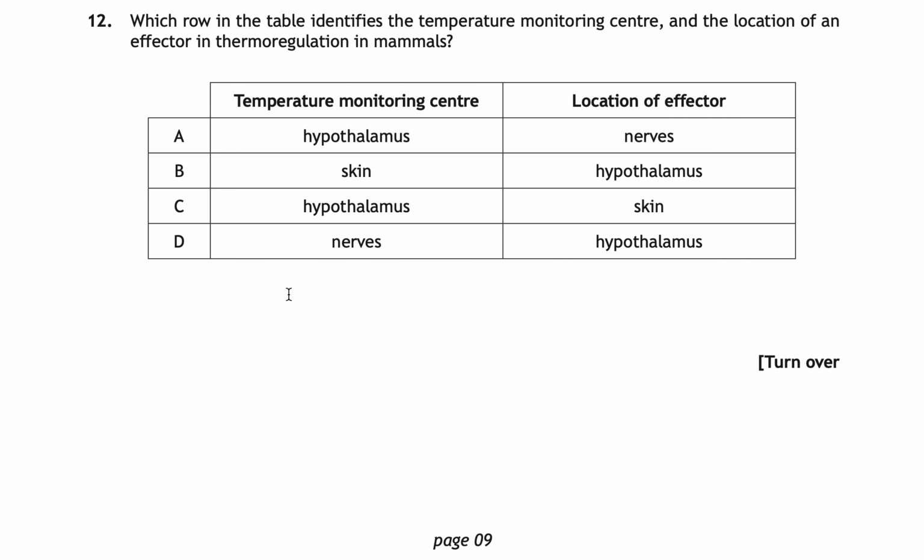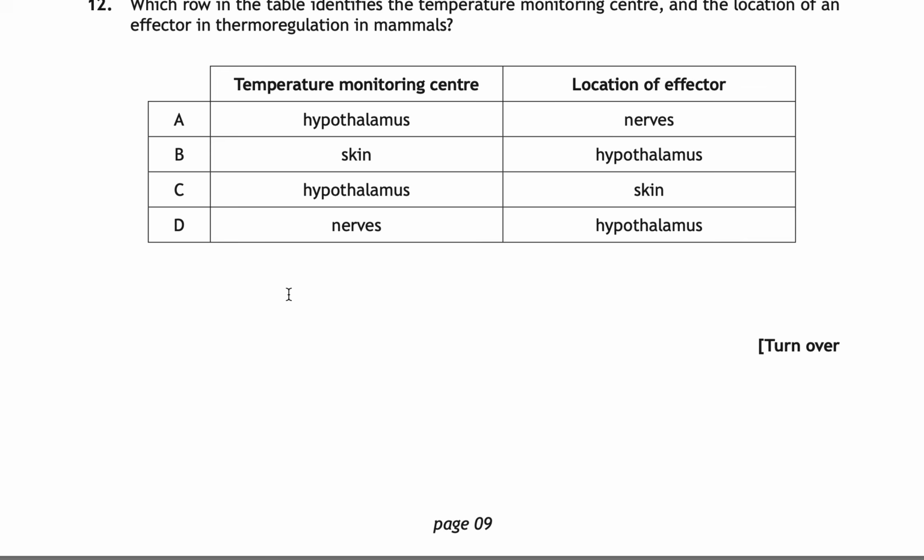Question 12 says, which row in the table identifies the temperature monitoring centre and the location of an effector in thermoregulation in mammals? So the correct answer for question 12 would be C. The temperature monitoring centre of the brain is the hypothalamus, and when there's a change in temperature, it's going to be picked up by effectors in the skin, and that's when thermoregulation is going to take place, where you're going to cool yourself down or warm yourself up. So 12 is C.